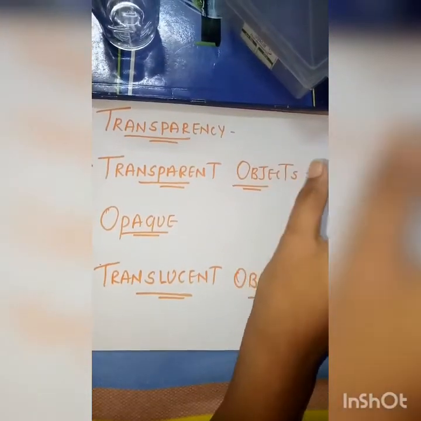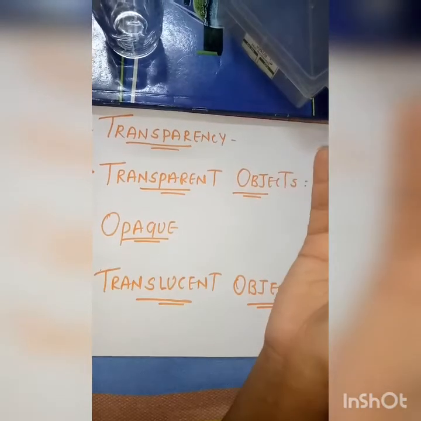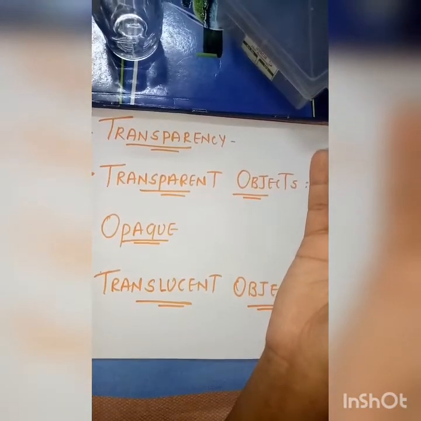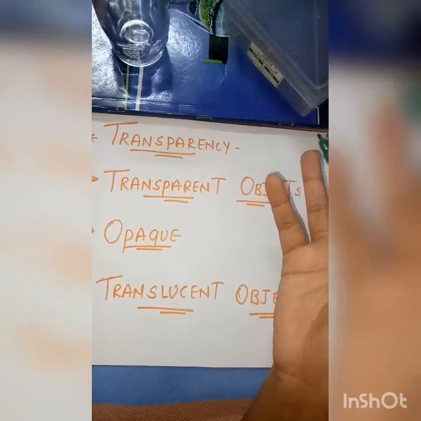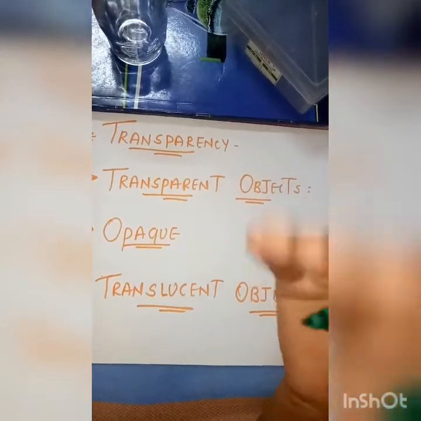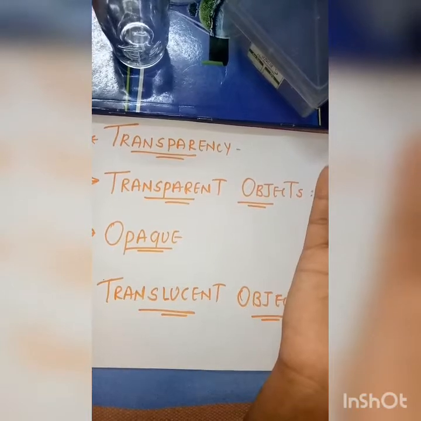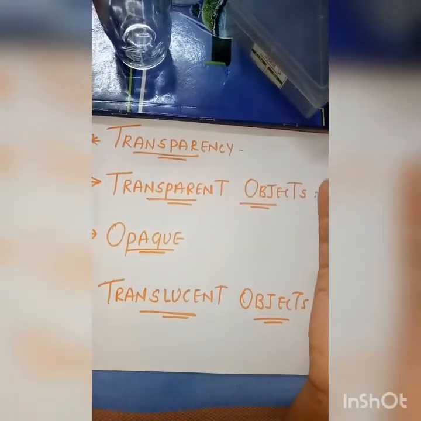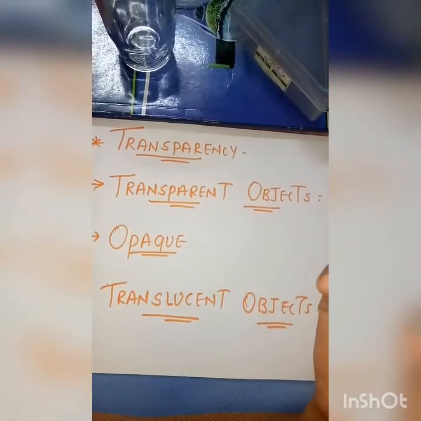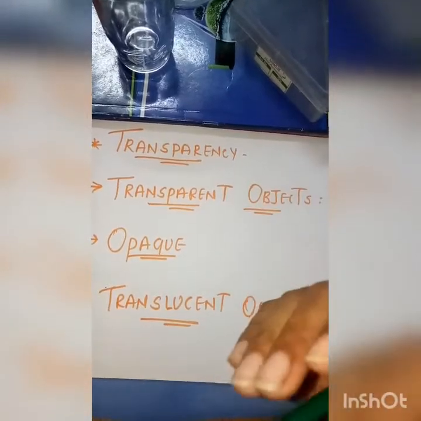So see, the substances or the materials through which we can see are called what? Transparent objects. We have heard this many times. Transparent objects are the materials or substances through which we can see. Now here I have collected a glass. We can see through it, right?